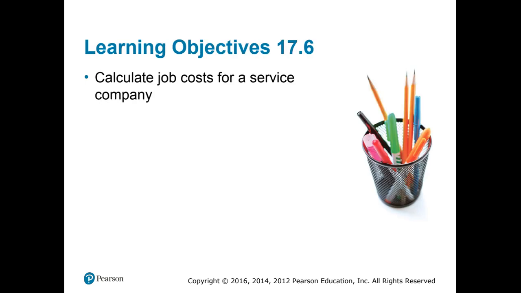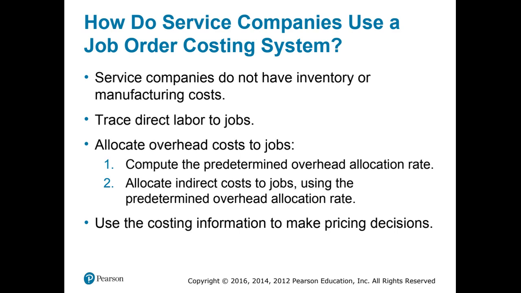All right, so calculate job cost for a service company. How do service companies use a job order costing system? Service companies do not have inventory or manufacturing cost. They trace direct labor to jobs. They allocate overhead costs to jobs and compute the predetermined overhead allocation rate. They allocate indirect cost to jobs using the predetermined overhead allocation rate. And they use the costing information to make pricing decisions.